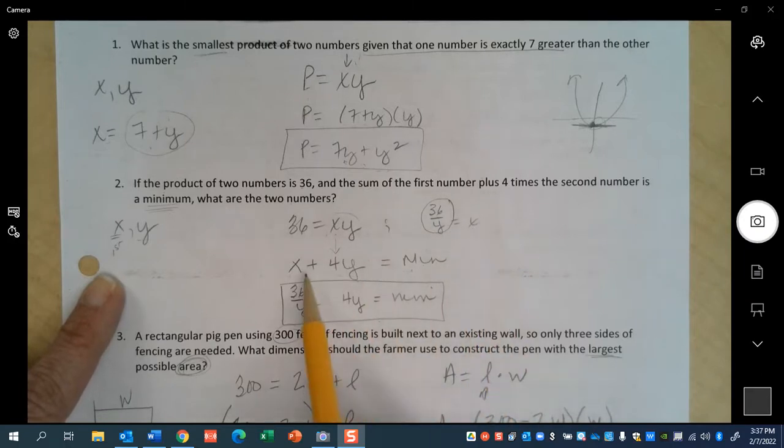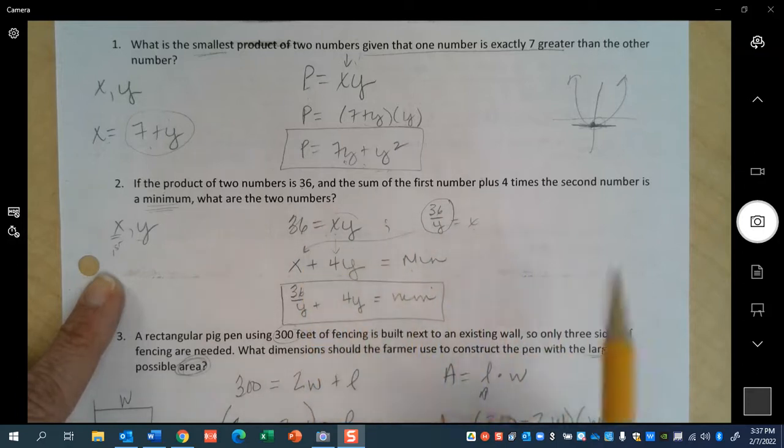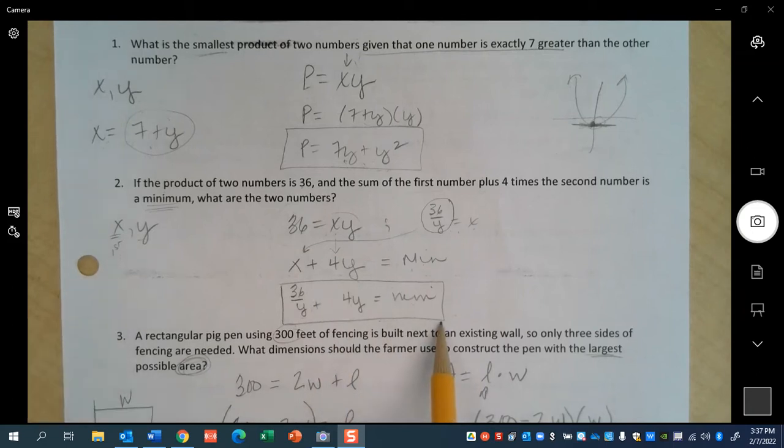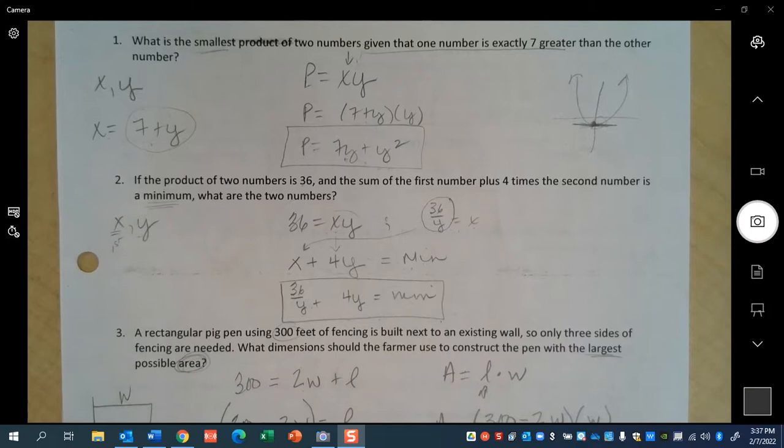So what I'm going to do is substitute this in for x, and I can say that 36 over y plus 4 times y is going to be my minimum. So this equation here is what I'm going to use next to take the derivative and find where the derivative is equal to 0, because that will be the minimum of that graph.